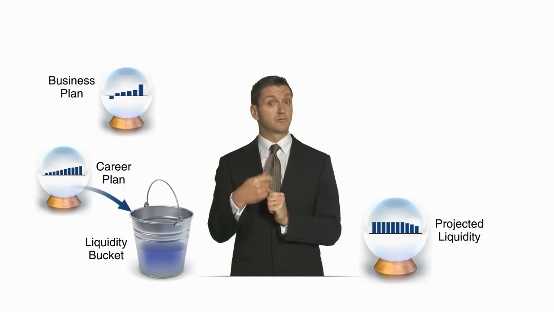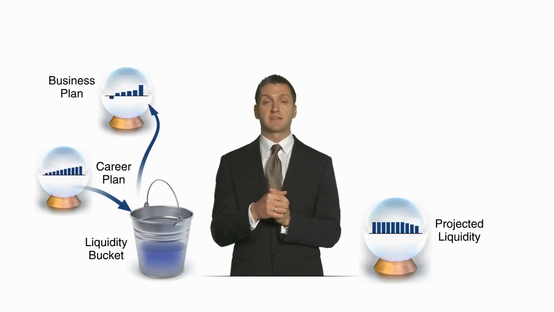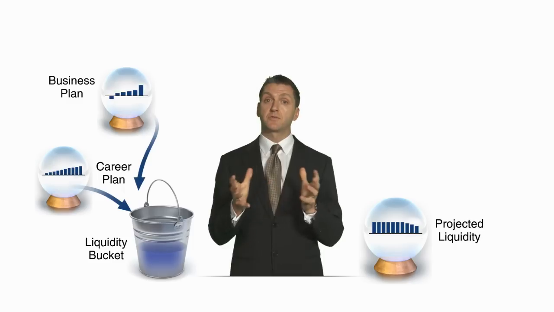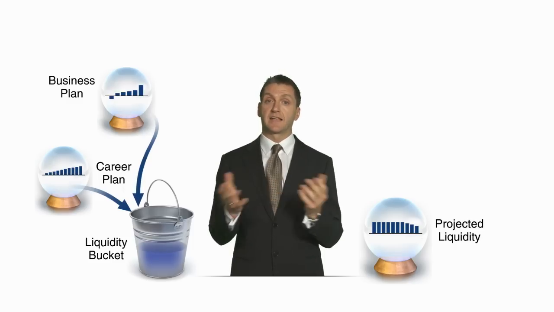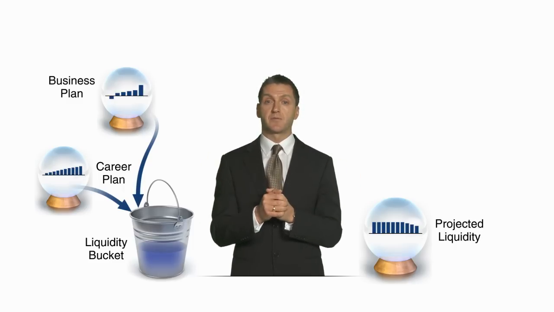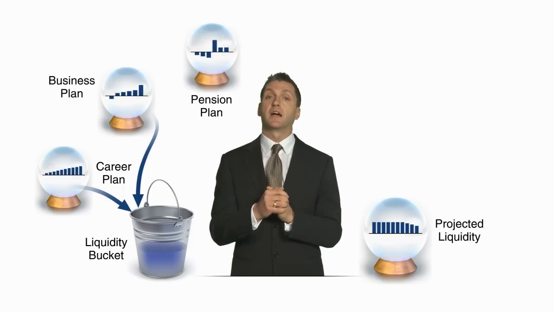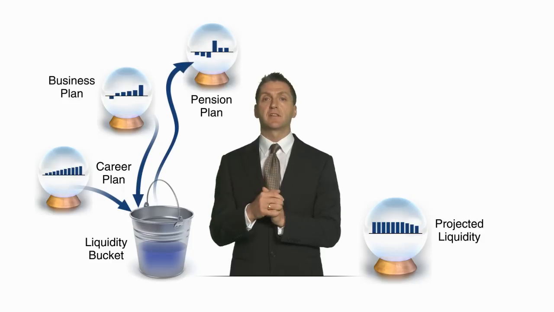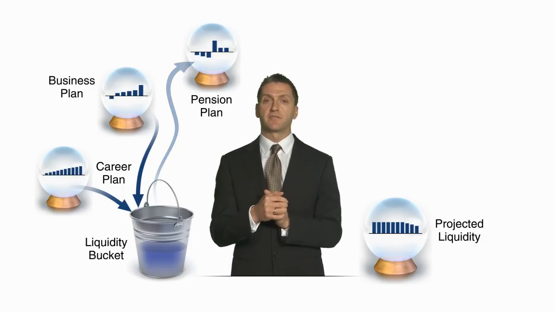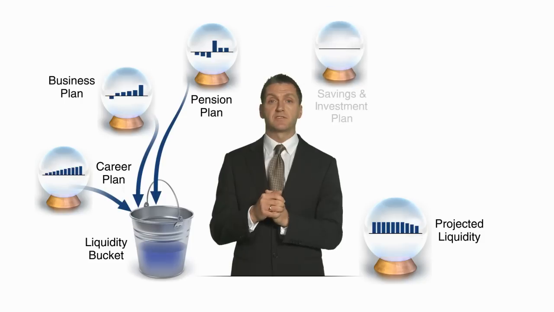A business plan could draw on money from your liquidity bucket as you finance it. It should then start to pay you some dividends if it starts to become profitable, and of course you might be able to sell it at the end and raise some cash to put in your bucket that way. You may have a pension plan where you put money into a pension which draws that money out of your bucket, but later down the line it provides a benefit both in the form of perhaps a cash sum and also a lifetime income.